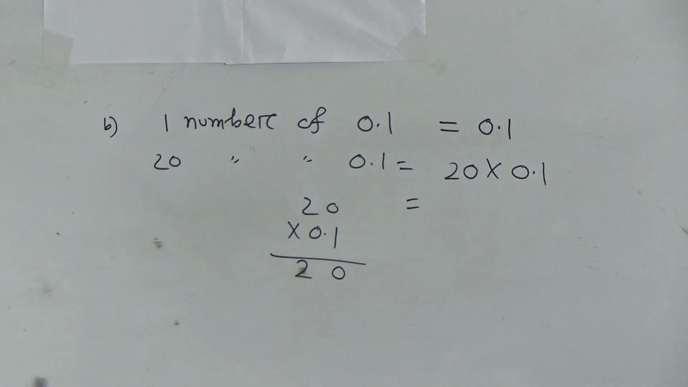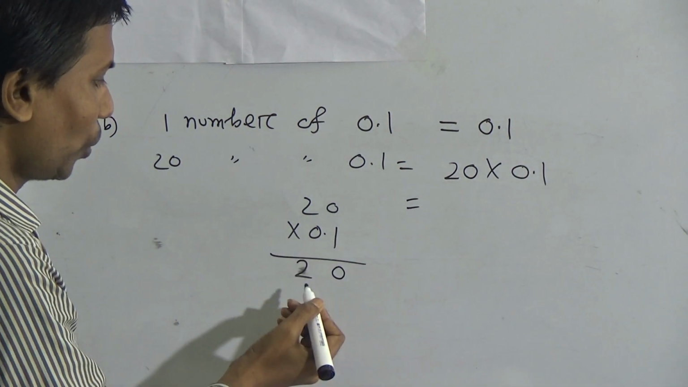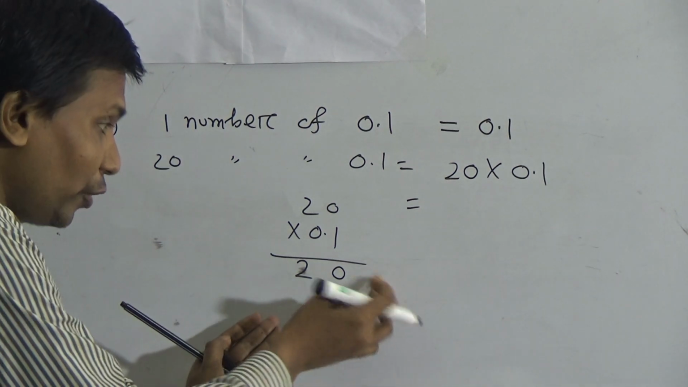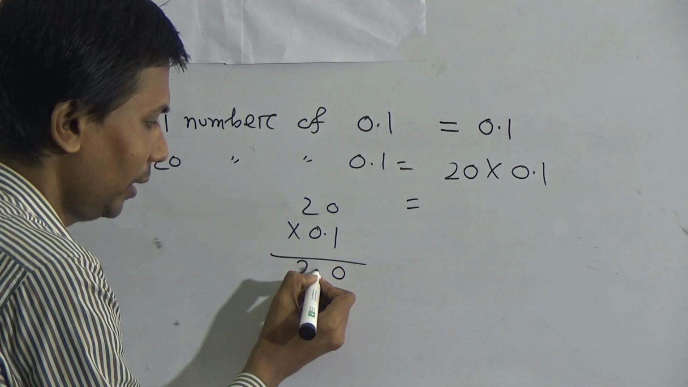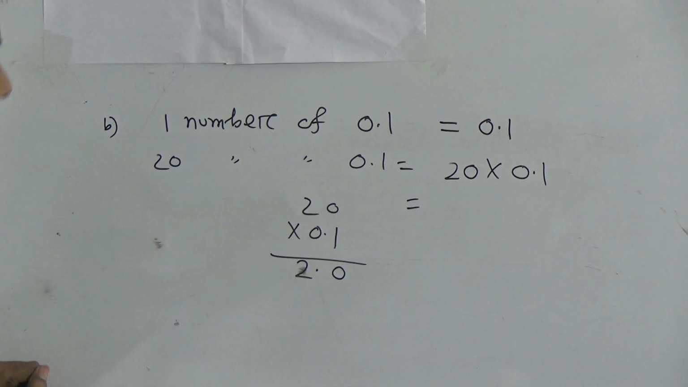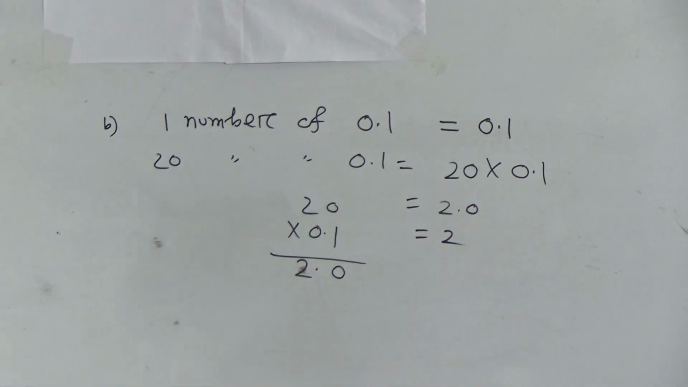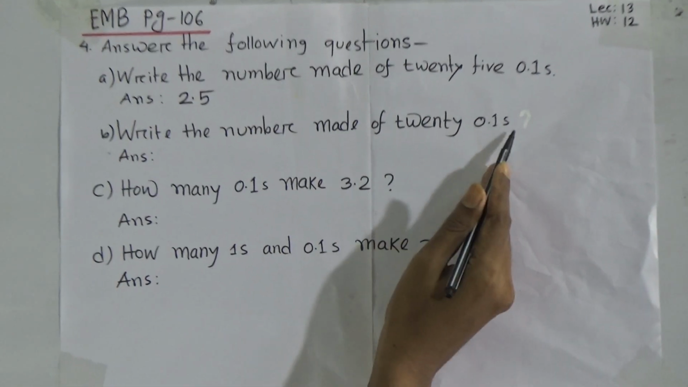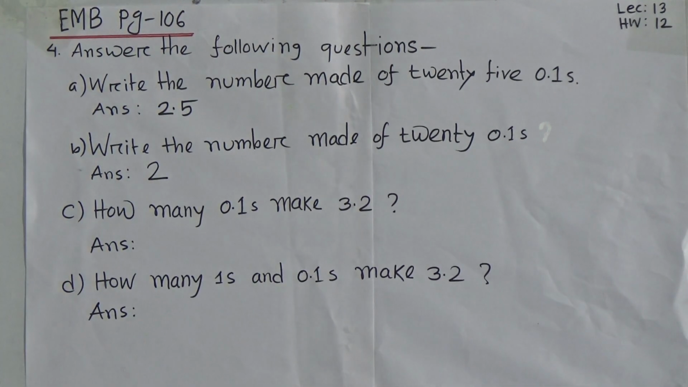After multiplying, you consider the point. You see, after one digit there is a point, so you put the point after one digit. But remember, you consider right to left. So you put the point here. That means we have got 2.0, or only 2. So the number made of 20 0.1s equals 2. The answer is 2.